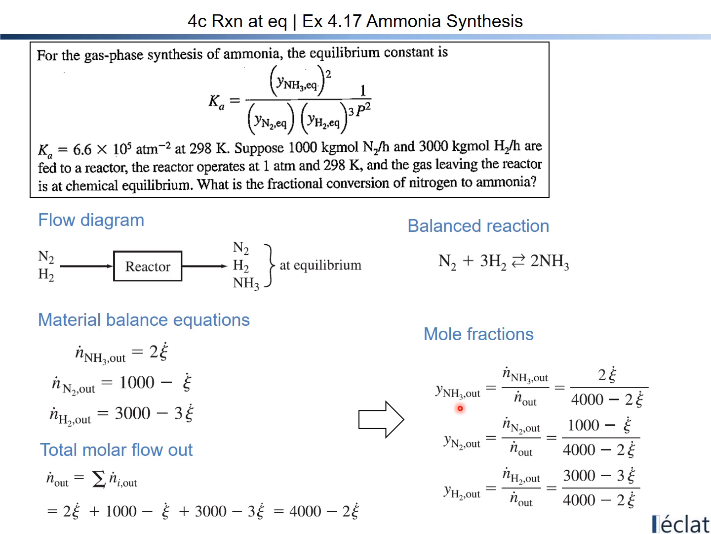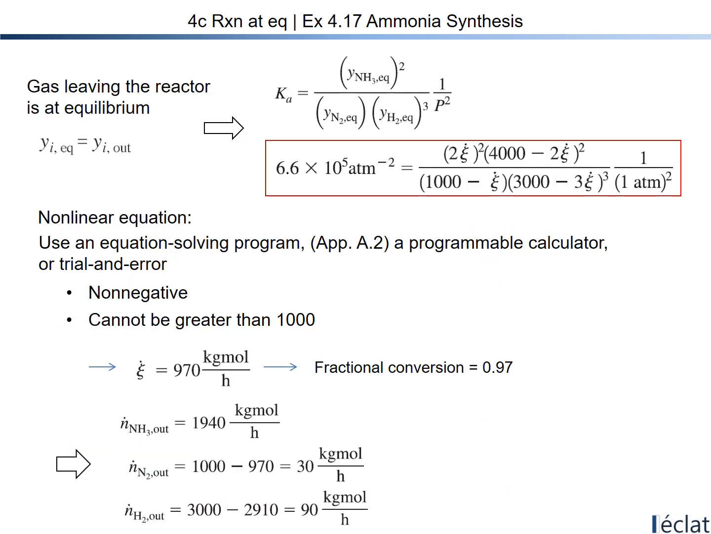Then let's put those things into the equilibrium constant. Put it there, then we have an equation. Only one unknown and one equation are there. Therefore, you could calculate xi, even if it is a little bit complicated. This is a nonlinear equation, so use an equation solving program or a programmable calculator, or use a graphical method or trial and error. Then you could calculate the value of xi.